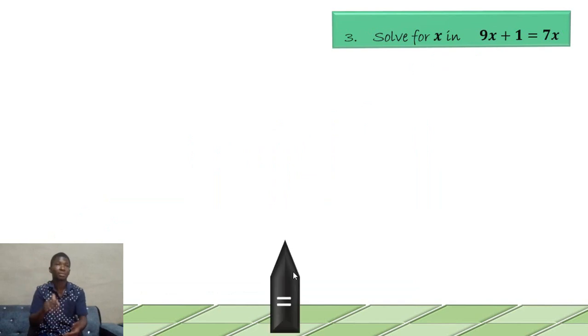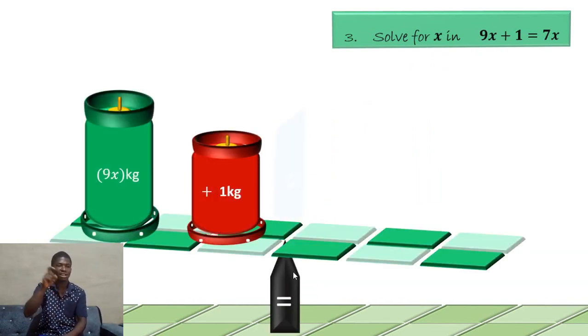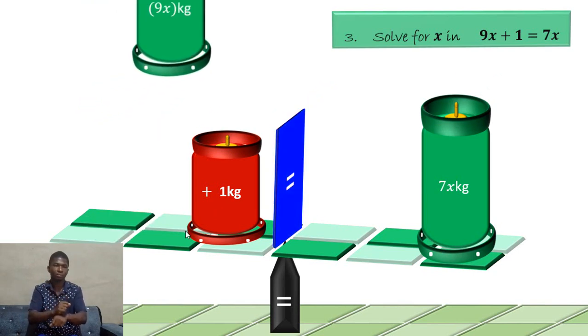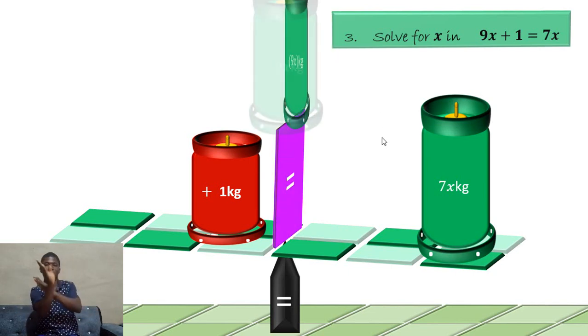That's the same way. 9x plus 1 equals 7x. So what should move here? Should be 9x, coming here to meet 7x. So let all the x terms be on this other side, and the ones that do not have x, let them be on this side. So it moves like this. This 9x coming down here, it changes to what? Minus 9x.